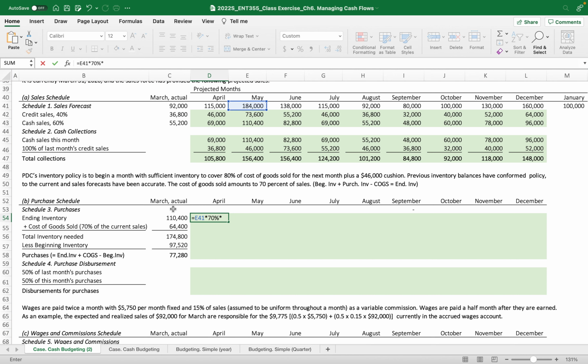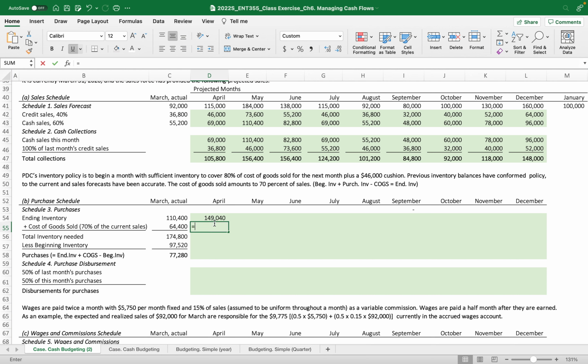And then what we need is 80% of the cost of goods sold of the next month. That is the company's ending inventory policy, right? At least they need to hold 80% of the inventory to be sold next month. And then some cushion, in case the company sells more inventory, in order to avoid a shortage of inventory. And then 46,000. So we now have the ending inventory projected, 149,040 in April.